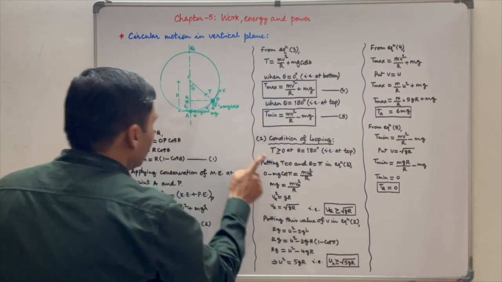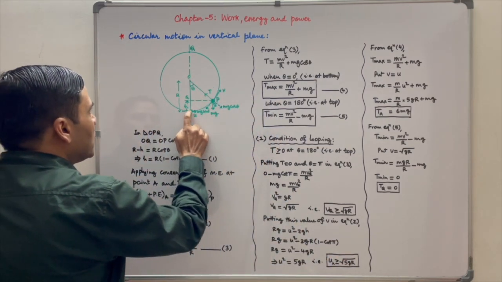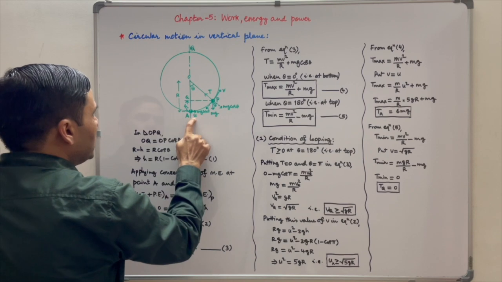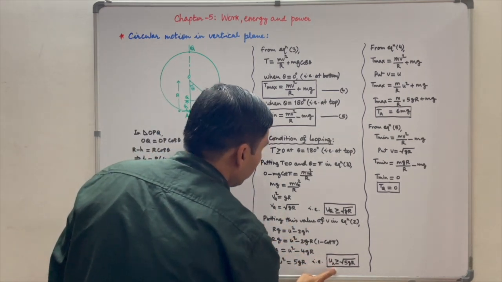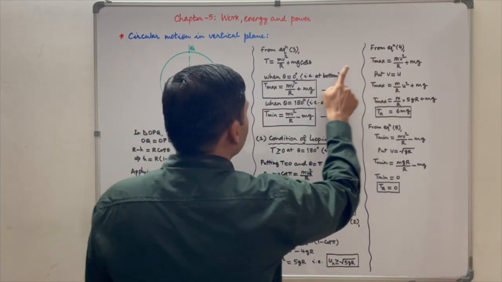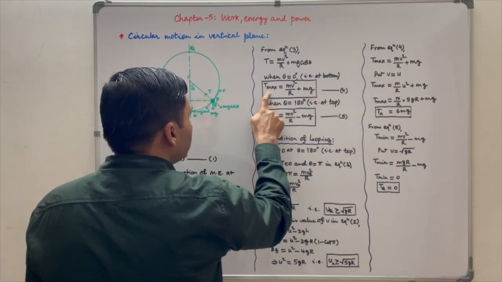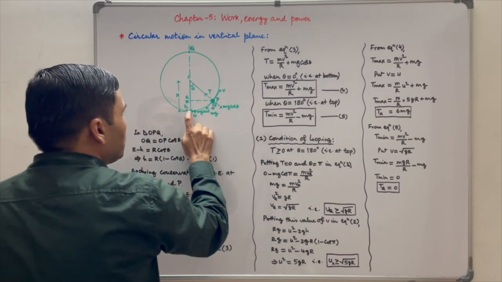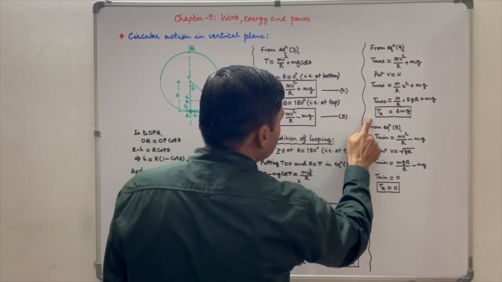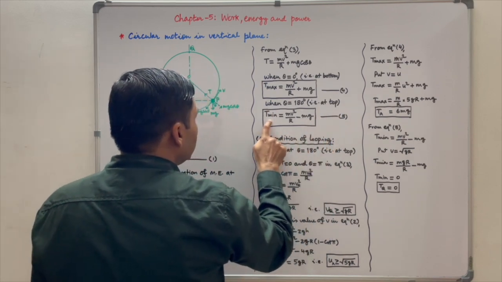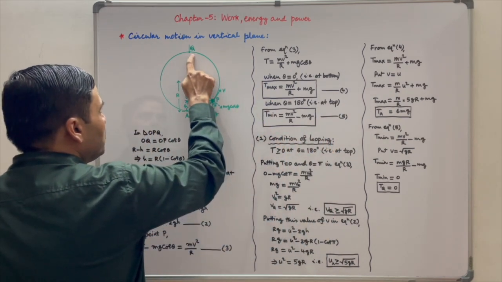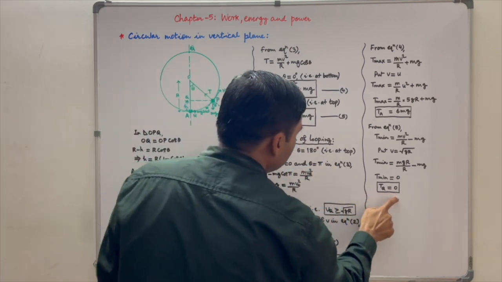That means in order for the particle to complete the loop, it should be given a velocity greater than or equal to under root 5gr. Now from equation number 4, maximum tension in the string, that will happen at point A, is equal to 6mg. From equation number 5, minimum tension in the string, that will happen at the topmost point, is equal to 0.